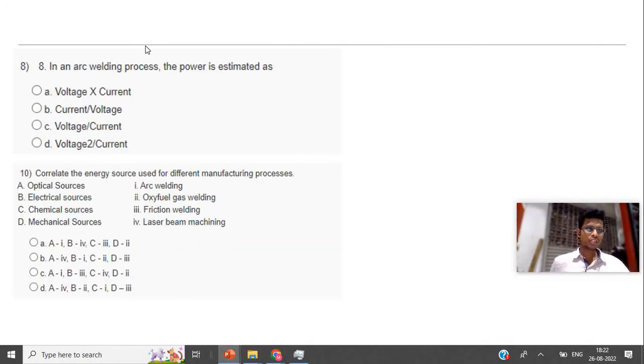Next, in the eighth question, this is very straightforward. In the arc welding process, the power is estimated by a straightforward formula: the power is directly given by voltage into current. If you want to calculate the heat input, then I need to multiply voltage into current divided by welding speed. These are the straightforward formulas in the arc welding process.